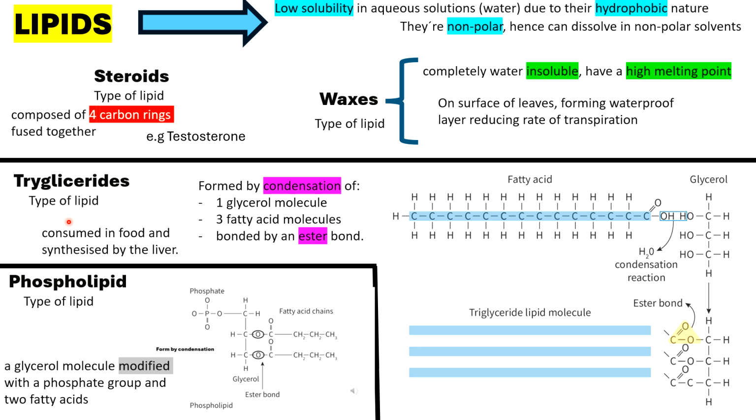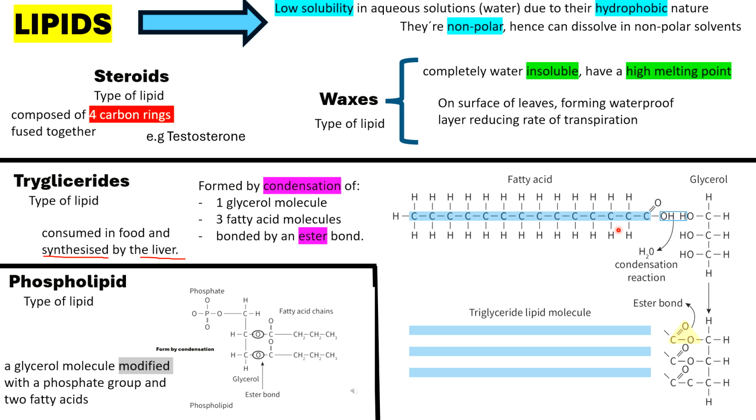Triglycerides, another type of lipid. These are consumed in foods and they are synthesized, or created, by the liver. So both, they can be consumed and synthesized. They are formed by the condensation reaction between a glycerol molecule and 3 fatty acids, and they are bonded by an ester bond. Here we can see the fatty acid is this hydrocarbon chain, and it bonds with the glycerol right here. This is done by a condensation reaction, where, remember, a water molecule is lost.